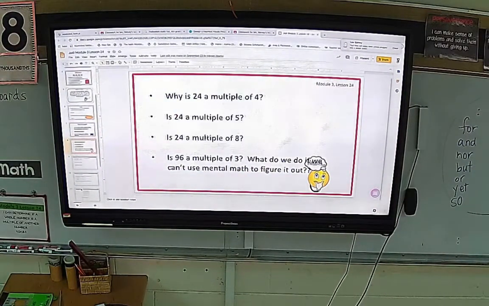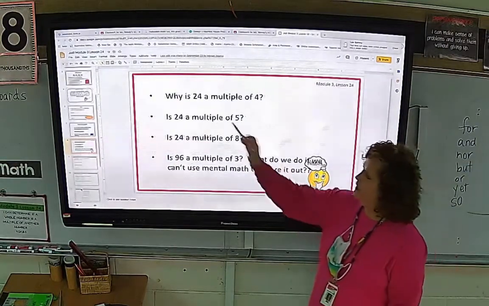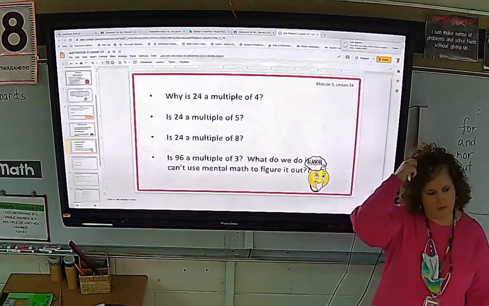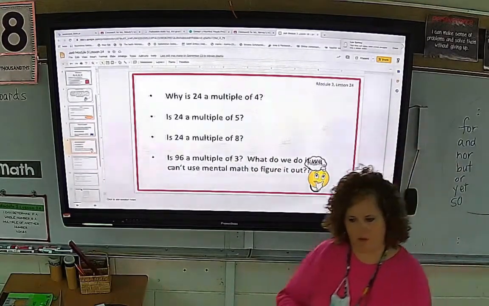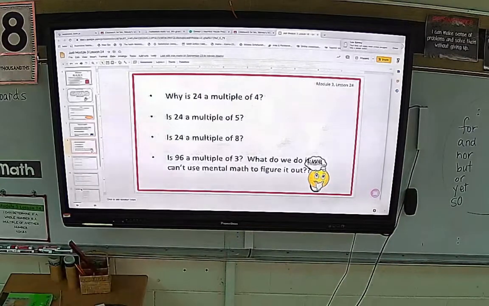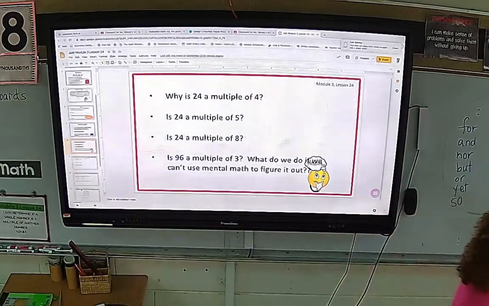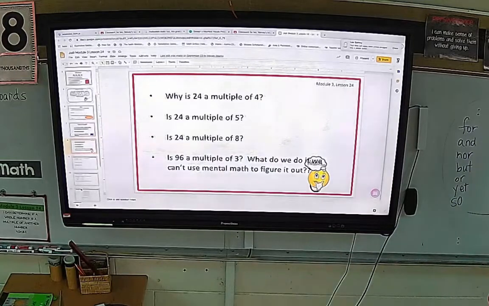Here we go. Why is 24 a multiple of 4? When I count by 4s, am I going to land on 24? Yes. I will. Why does that happen? Why do I land on 24 when I count by 4s? Mason, go ahead. Because if you skip count by 4 to 24, it would be one of the numbers, and it would be 6. Because when I skip count by 4s, I'm going to count that number.